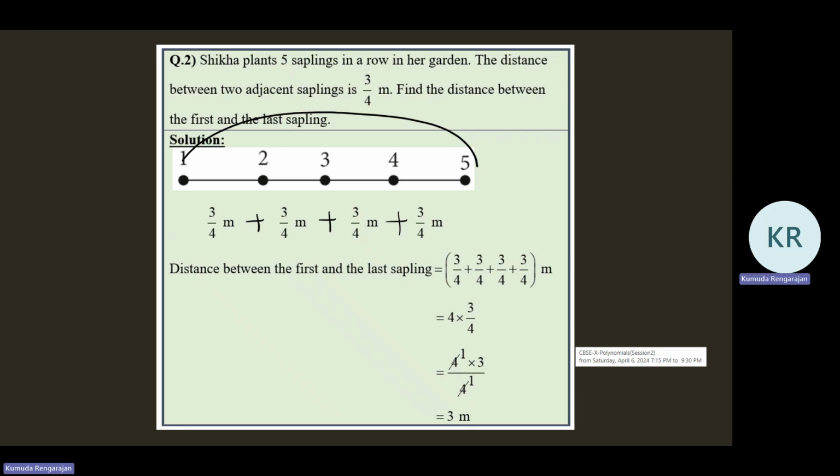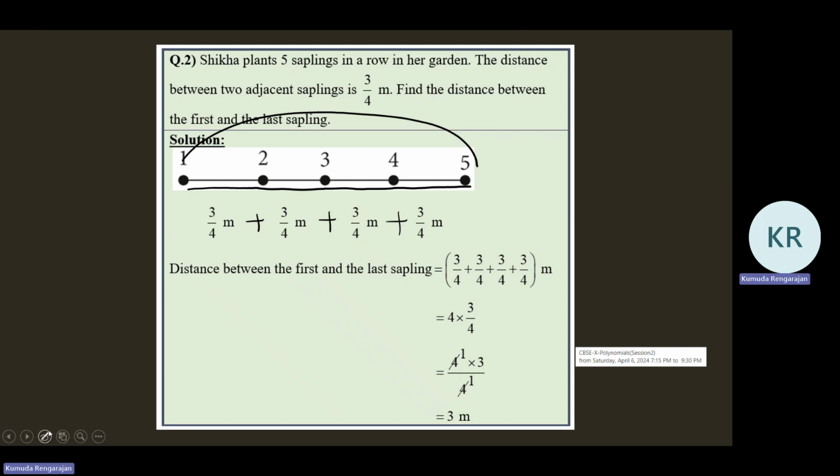You actually approached it correctly, but because there are 5 saplings, you put 5. See, the distance between these two is 3 by 4. Between these two, 3 by 4. Between these two, 3 by 4. Between these two, 3 by 4. So how many 3 by 4s?